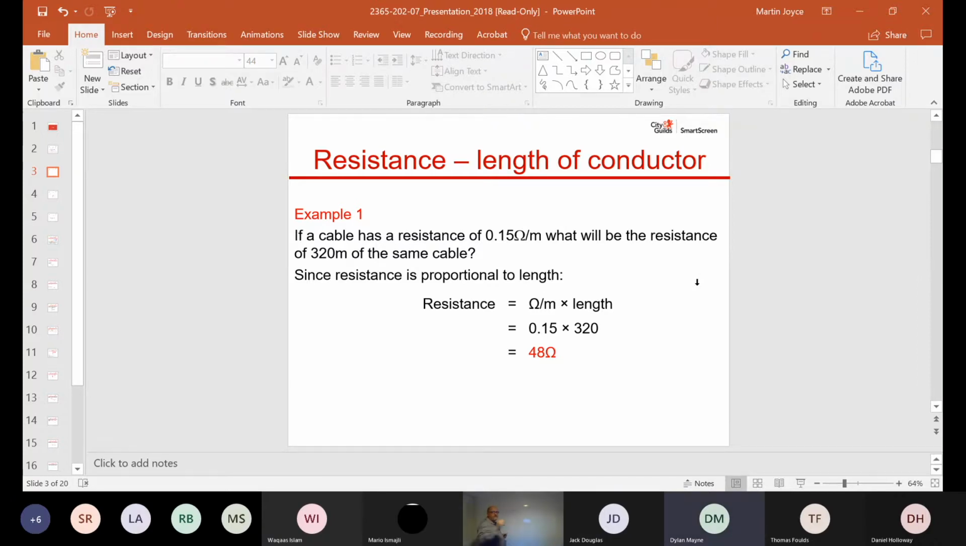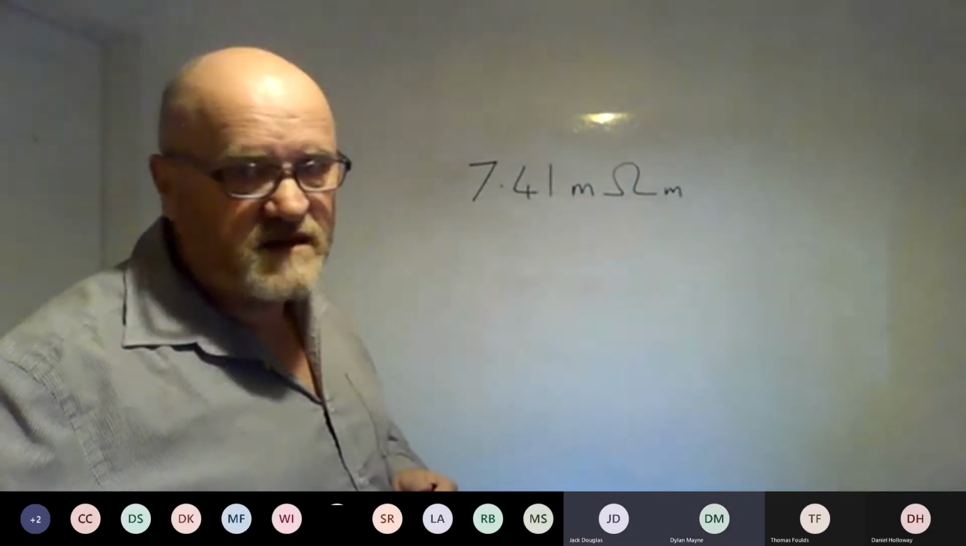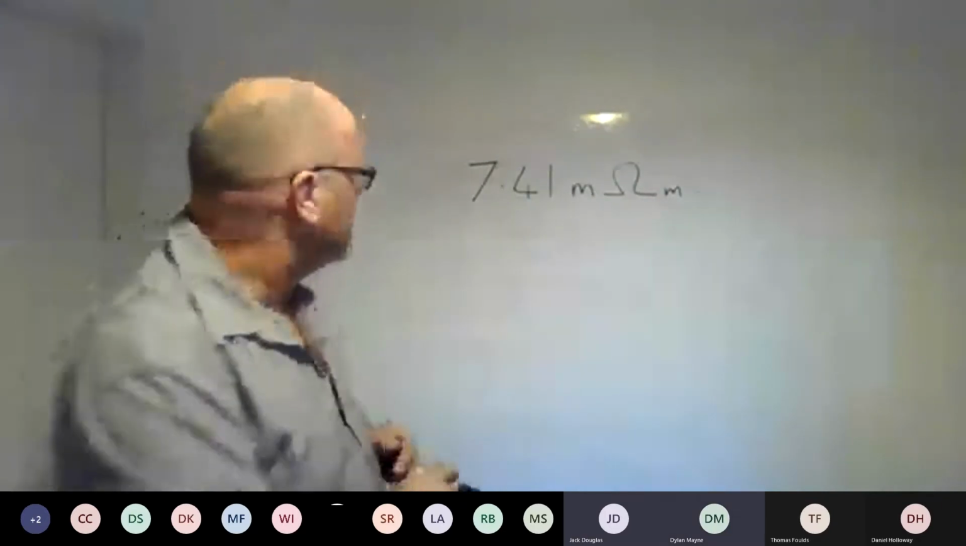What's the option number you use for this 2.5 on its own? 7.41. 7.41, but it's milliohms per meter. How do I convert milli back into ohms? Times it by something. Times it by or divide it? Someone help me out. Well, it's either one or the other, isn't it? Times it?